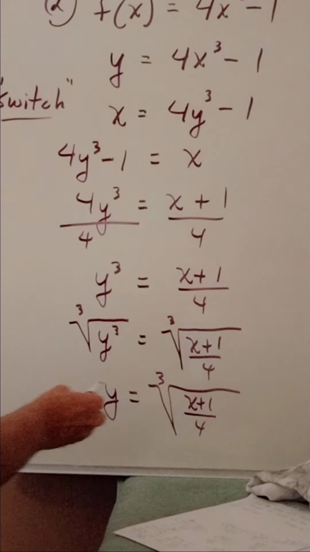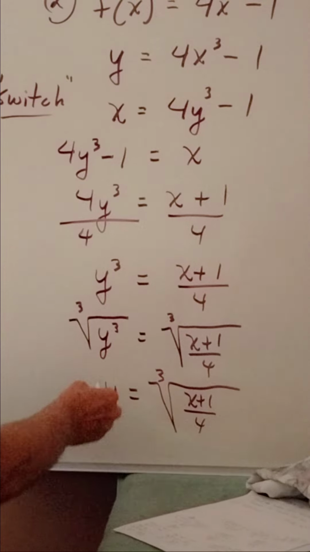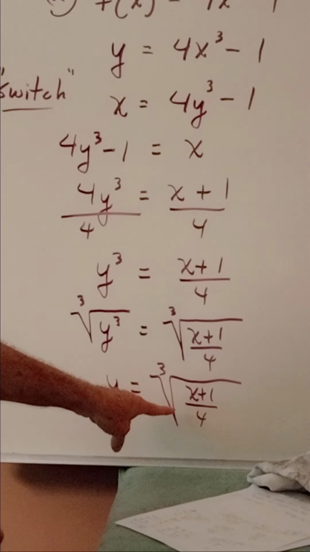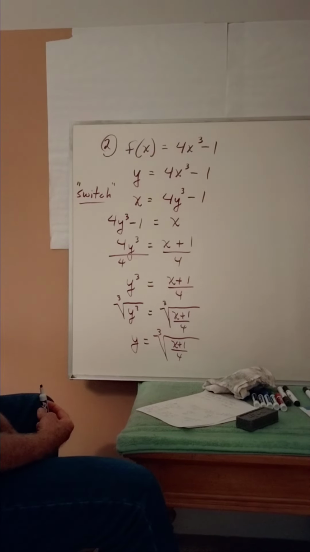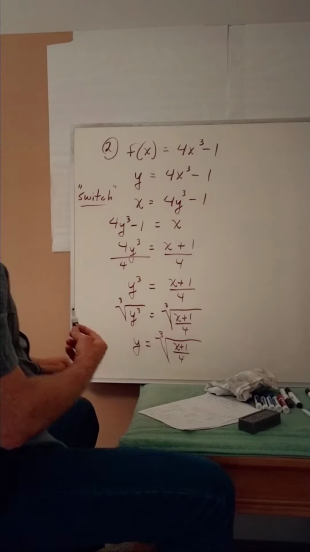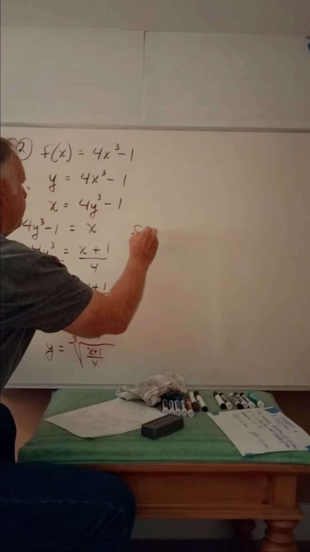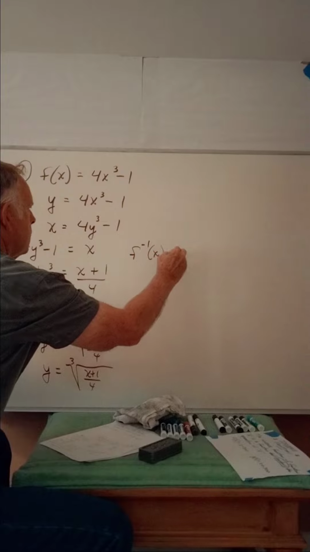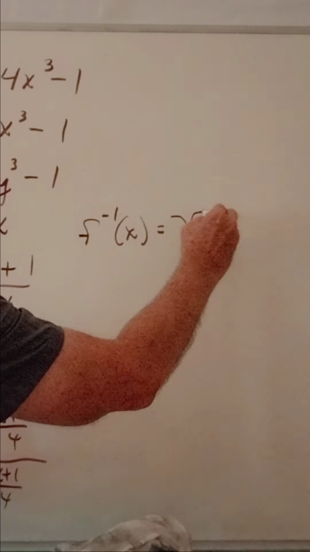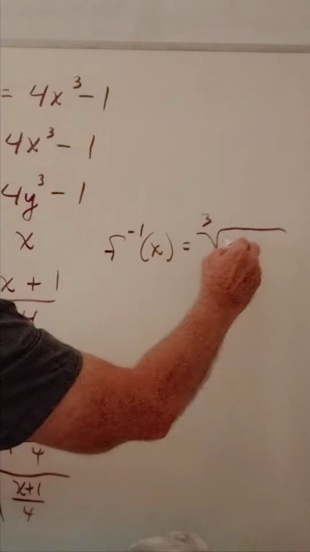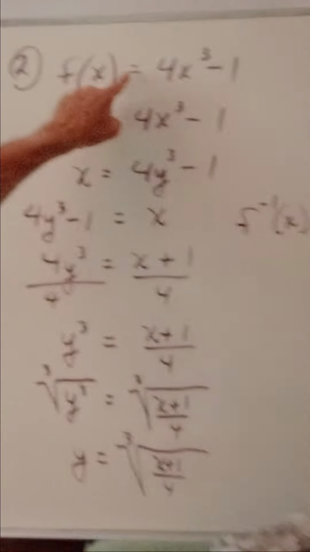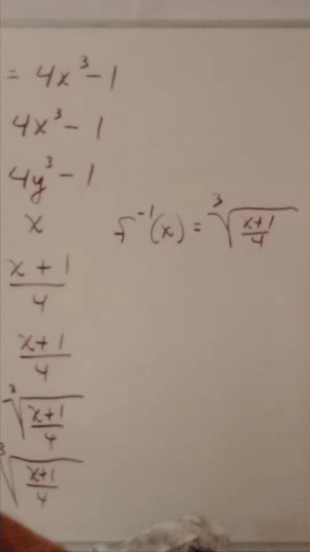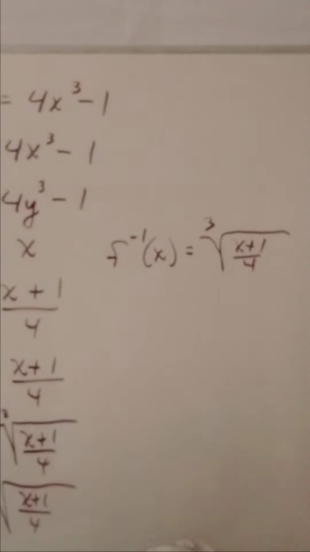And we'll end up getting on the left, y is equal to the cube root of x plus 1 over 4. I'm not going to show it, but if you were to form the composition of this new function with the original one, that would give you x. The final statement that we'll write down will be f inverse of x is equal to the cube root of x plus 1 divided by 4. This one and that one are inverses of one another. One will undo the operation of the other.